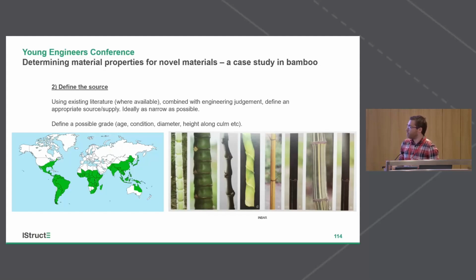We also need to define a possible grade. So again, the age of the bamboo, its condition, we want it to be in good condition, of course, the diameter, height along the culm, and so forth. And again, the same applies for other materials. So we're starting to create a possible grading regime for the future.